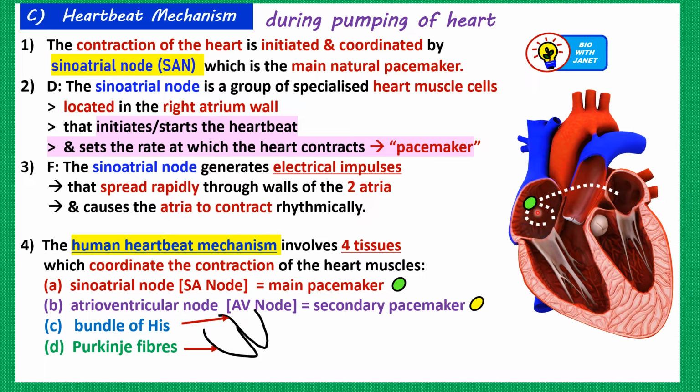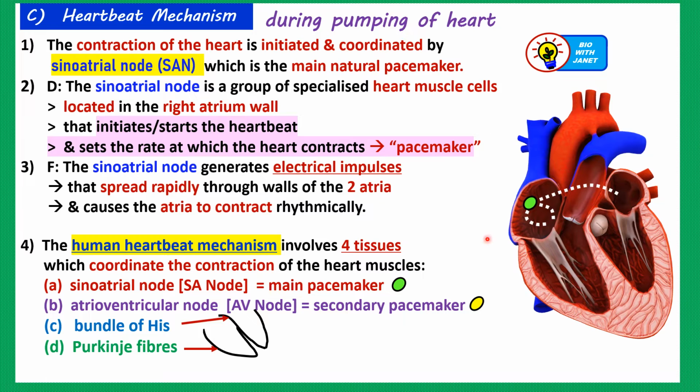So it is known as the pacemaker because, depending on the number of electrical impulses that it produces per minute, it will determine the rate of the heartbeat. If it produces 70 impulses per minute, then the heart will beat 70 times per minute. Each time it sends out one electrical impulse, a wave of electrical impulses, there's one heartbeat: contraction of the atria and then contraction of the ventricles.